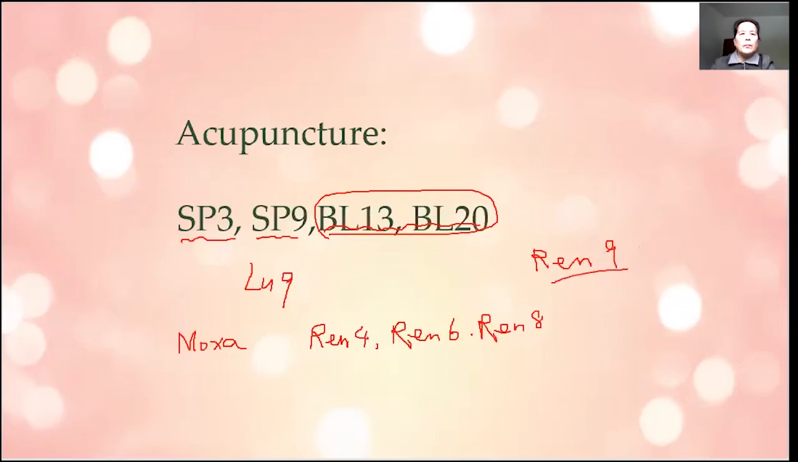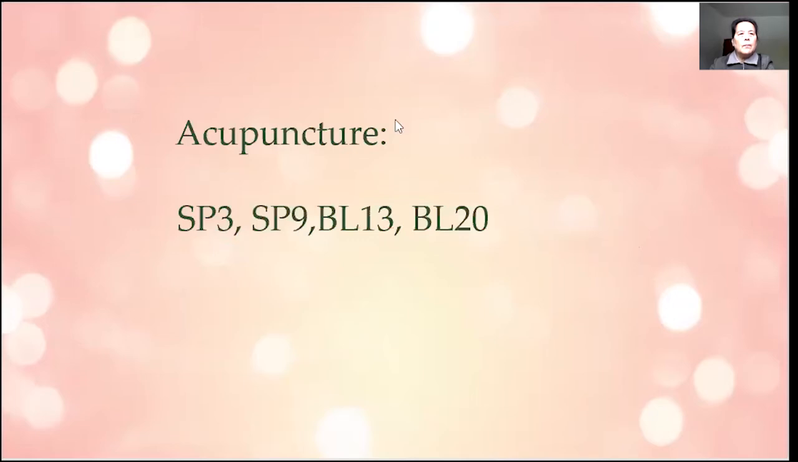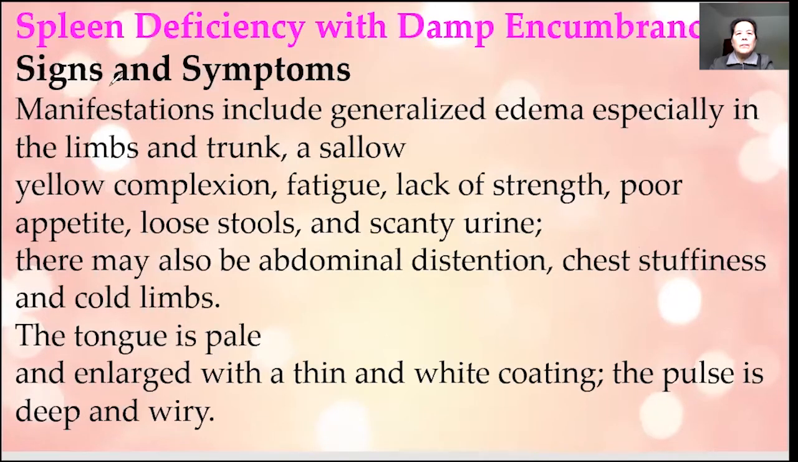Then we're talking about the pattern of spleen deficiency with dampness. We say we have three organs that regulate water: lung, spleen, and kidney. So this pattern is mainly a spleen disorder, spleen qi deficiency. So that's edema mainly on the body part, and it can also go to the limbs.